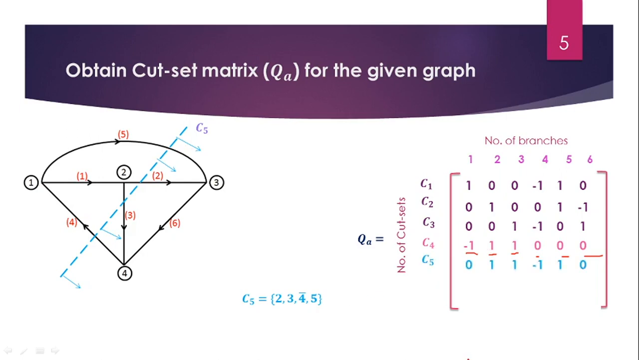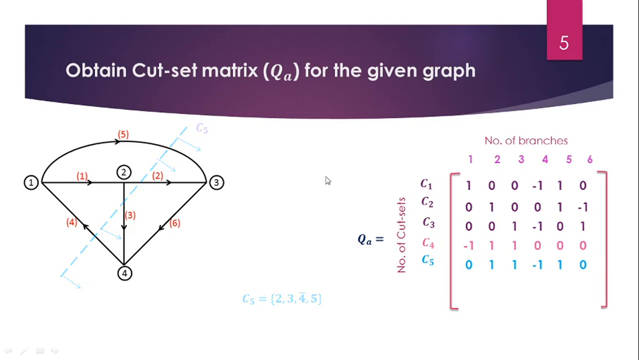Let's take the elements. C5, branch 1 is going to cut? No. Branch 2 is going to cut? Yes. And it is going away from the node 2, cut is also going away from the node 2. Branch 3 is cut, and this branch is going away from the node 2, cut is also going away from the node 2, so plus. Branch 4 is cut, but it is going to the node 1, cut is opposite to it, so it is -1. And branch 5 is cut, which is going away from the node 1, cut is also going away from the node 1, so that's why plus. And branch 6 is 0.